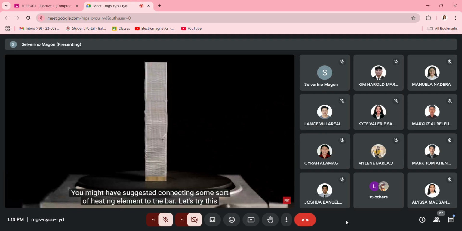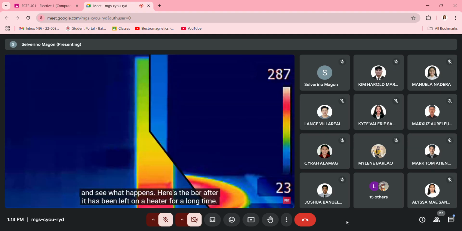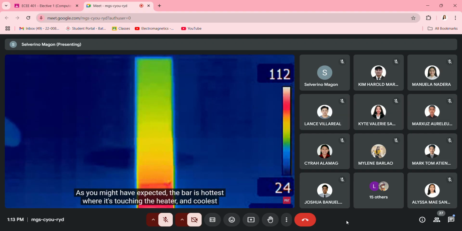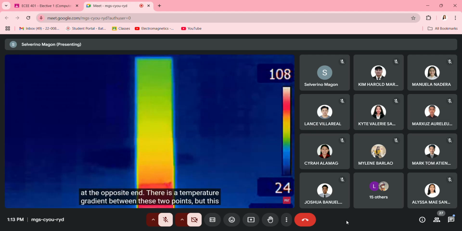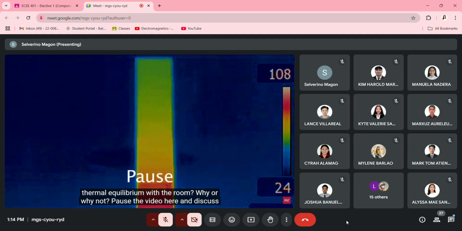You might have suggested connecting some sort of heating element to the bar. Let's try this and see what happens. Here's the bar after it has been left on a heater for a long time. As you might have expected, the bar is hottest where it's touching the heater, and coolest at the opposite end. There is a temperature gradient between these 2 points, but this gradient doesn't change over time. In this case, would you say that the bar is at thermal equilibrium with the room? Why or why not? Pause the video here and discuss this with a partner.